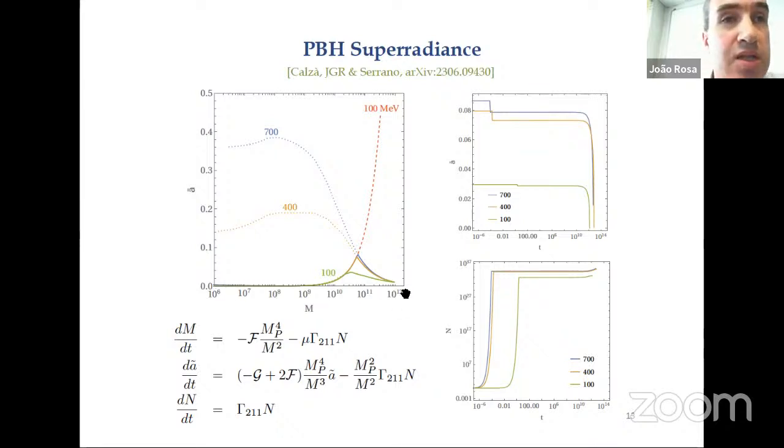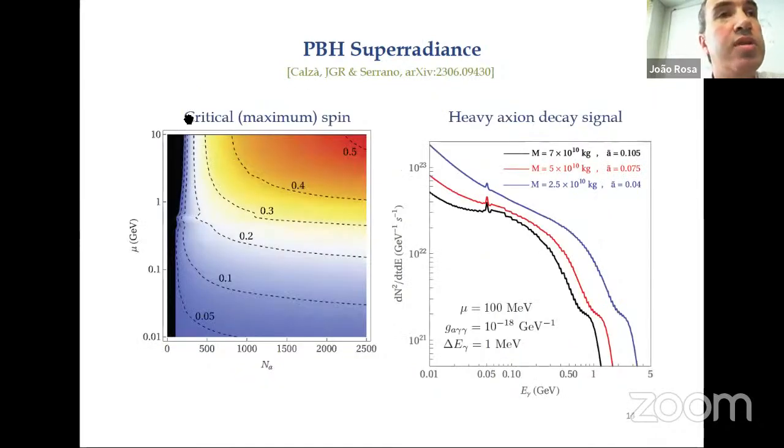So for black holes with masses lighter than 10^12 that have evaporated, you should have a peaked mass-spin distribution. And the interesting point is that this peak depends on how many light axions we have driving the evaporation and what is the mass of the heavy axion, which will undergo the superradiant instability. So we looked at the dependence of this critical maximum spin on the number of light axions below the MeV scale and on the mass of the heavy axion. And you can see that if we find this peak in the distribution, this critical spin, we would learn not only how many light axions we have, but also the mass of this heavy axion, which is quite interesting.